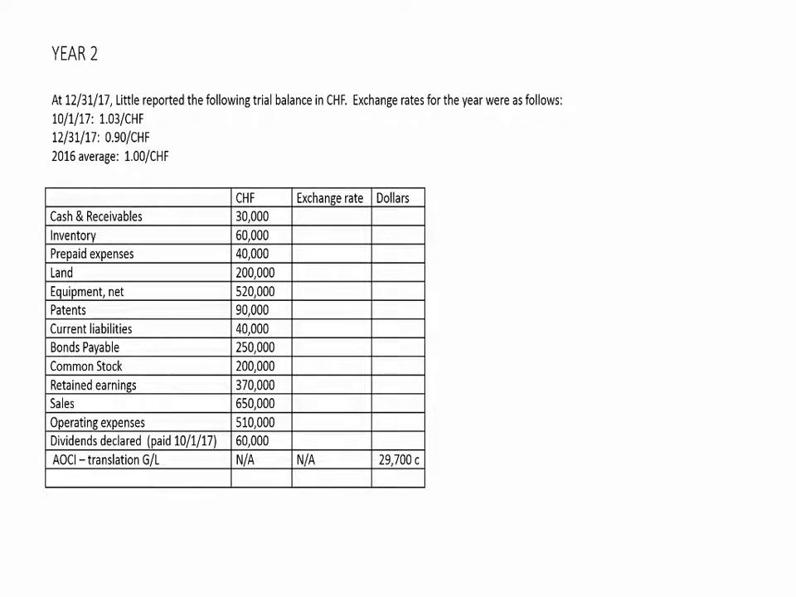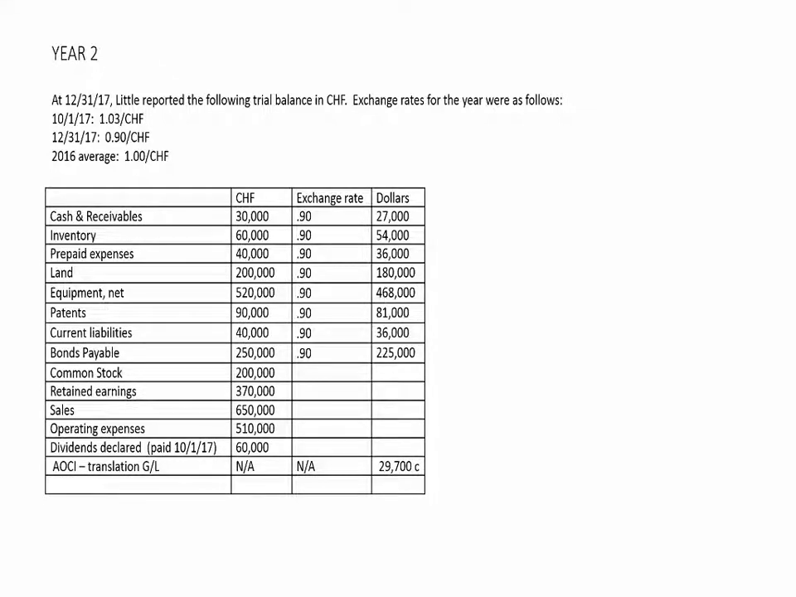Okay, so we carry this stuff forward to the year 2 translation problem, and notice that in the trial balance there, at the very bottom, we have the accumulated other comprehensive income, translation gain or loss. That translation gain or loss didn't exist on Little's Swiss franc denominated trial balance. It didn't exist in their Swiss franc denominated income statement. It did, however, exist in the dollar-denominated income statement, which means that it gets carried forward as dollar-denominated accumulated other comprehensive income.